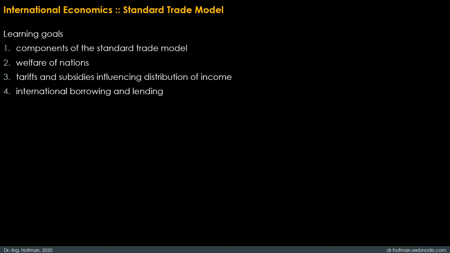Our learning goals: after studying this lesson, you will be able to understand how the components of the standard trade model, the production possibilities frontier, isovalue lines, and indifference curves, fit together to illustrate how trade patterns are established by a combination of supply-side and demand-side factors. You will also be able to recognize how changes in the terms of trade and economic growth affect the welfare of nations engaged in international trade.